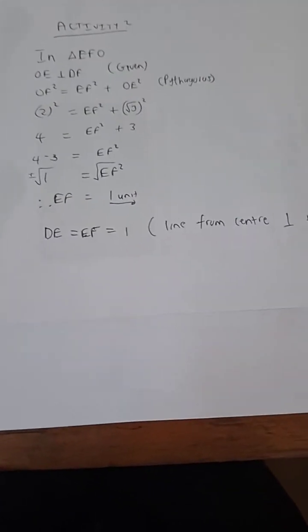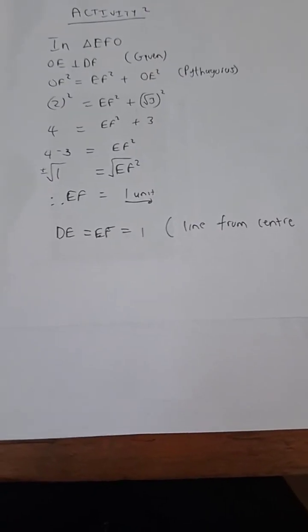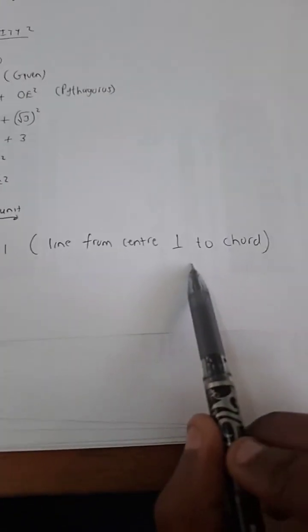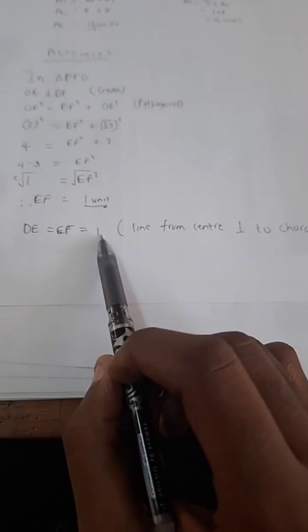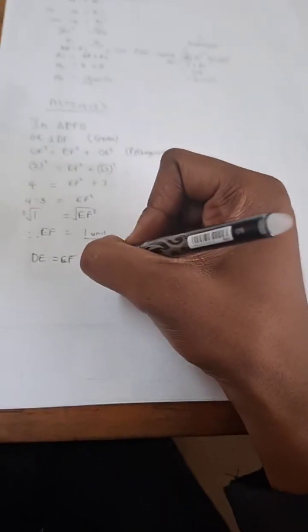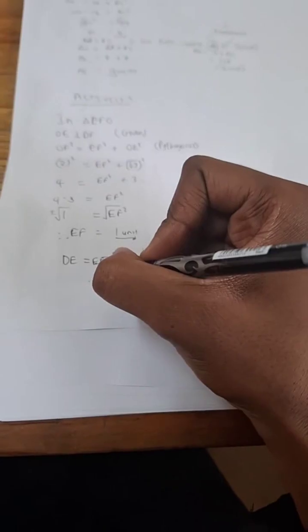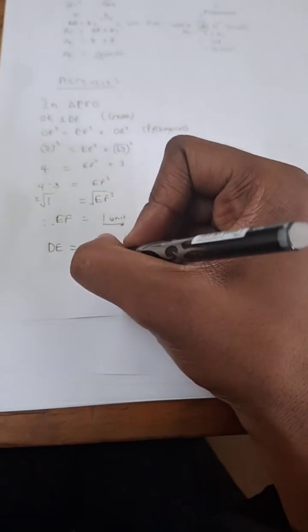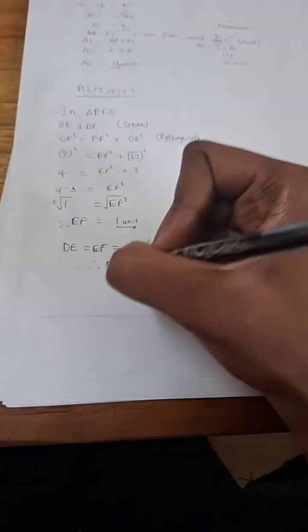Line from center perpendicular to chord. Very important. DE is equal to EF, which is equal to 1. So yes, whoever said the answer is 1, therefore DE, was it DE that they wanted? Yes. Therefore the length of DE is 1 unit.